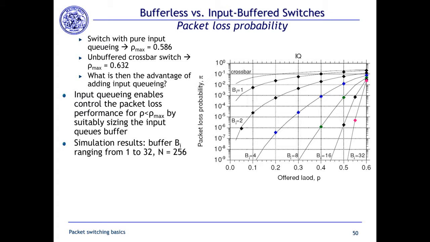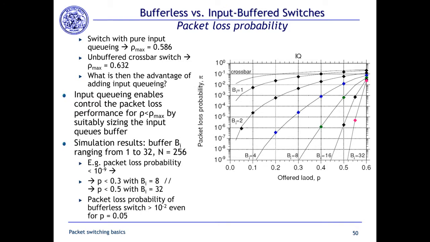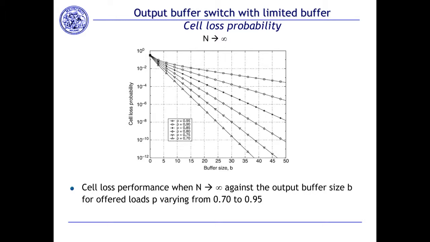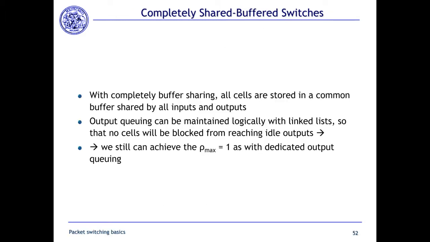You see it here, where you have the packet loss probability plotted against offered load. And the packet loss probability in the bufferless case is very high for any value of offered load, while with input buffers you can achieve a fairly low packet loss probability. And this was another comparison.